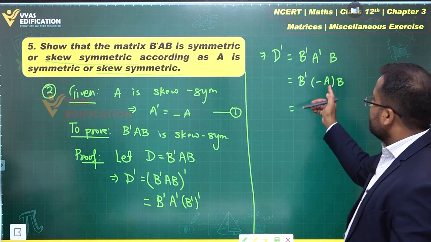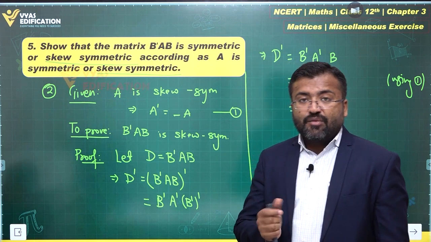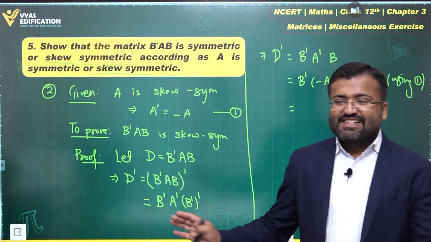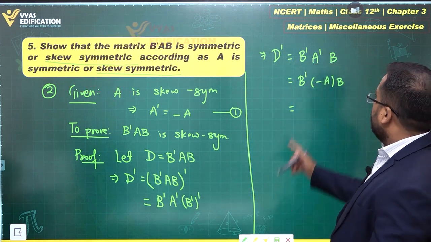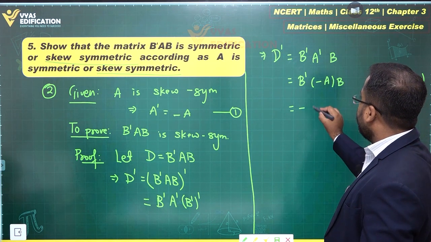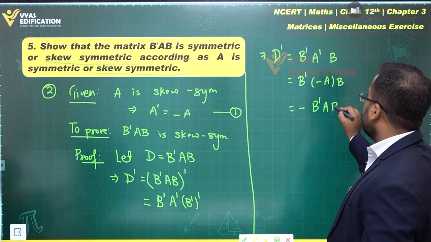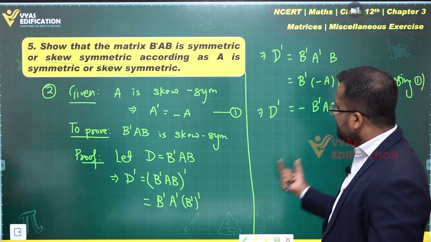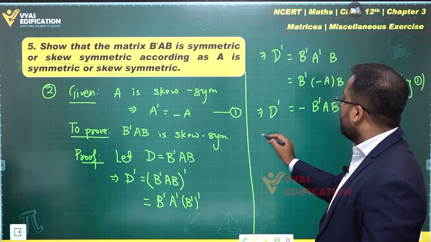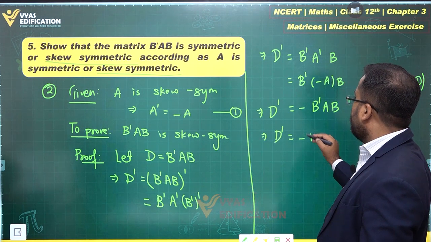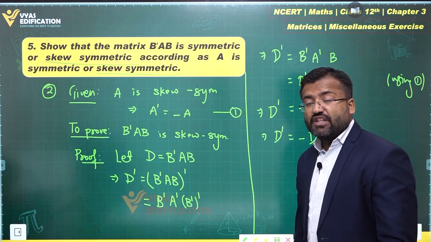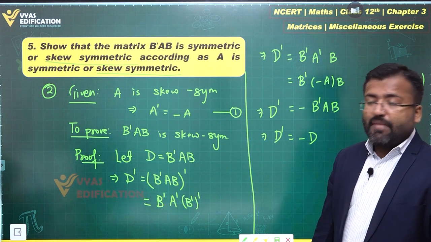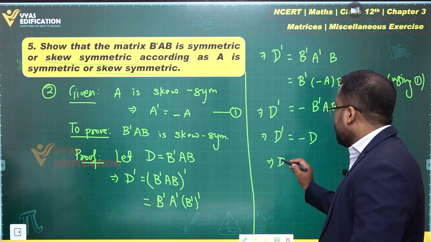Okay, what is this equal to? This scalar minus 1 is multiplied with this matrix. That scalar can move around. It will not impact the matrix multiplication, and I can bring it to the front. This is minus B transpose AB. This gives me D transpose is equal to this. And what is this? This is something which we began with. This is equal to D. So this gives me D transpose is equal to minus D.